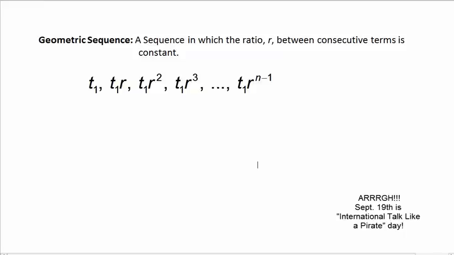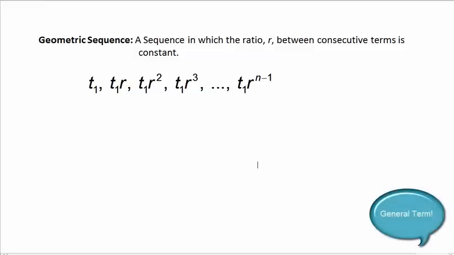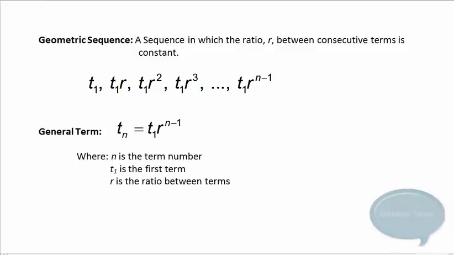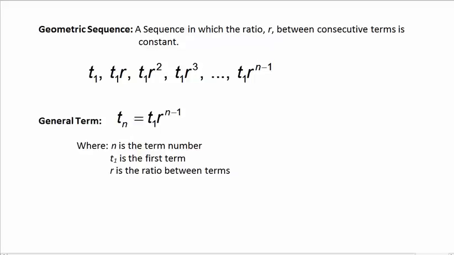Therefore, the terms of a geometric sequence will appear as T1, T1 times R, T1 times R multiplied by another R, so simply T1 R squared, T1 R cubed, and so on, all the way out to the nth term, which will equal T1 times R to the n minus 1, giving us the formula for the general term of a geometric sequence. Tn equals T1 times R to the power of n minus 1, where again, n is the term number, T1 is the value of the first term, and R is the ratio between the terms.